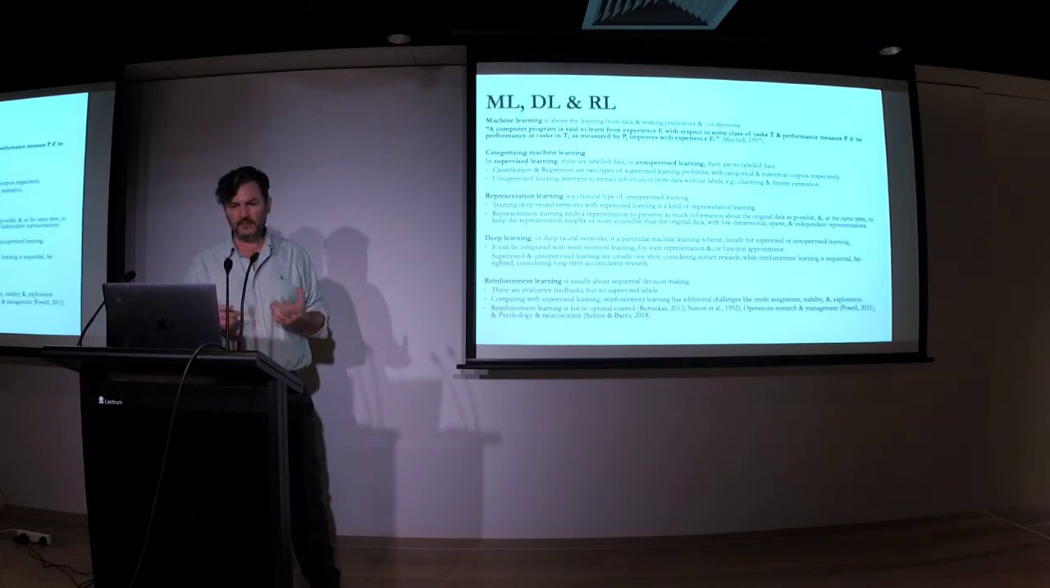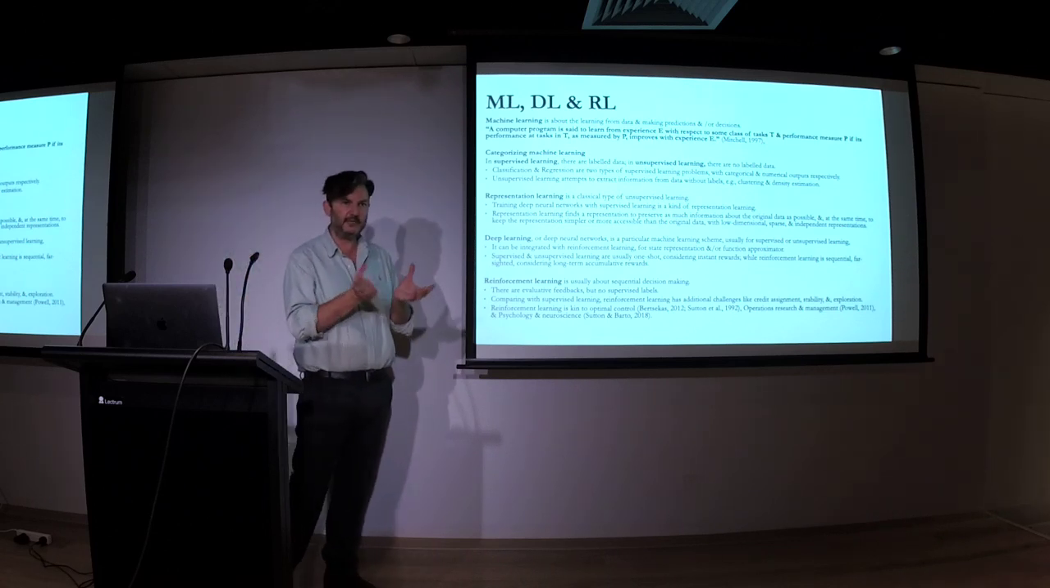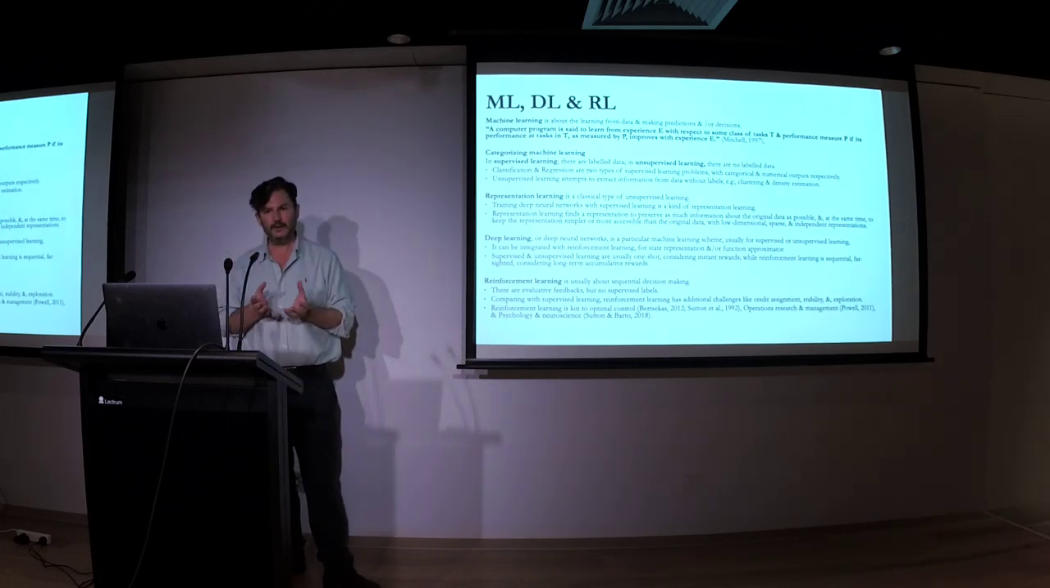So machine learning is about learning from data and making predictions and decisions. And this is probably the best quote: a computer program is said to learn from experience E with respect to some class of tasks T and performance measure P if its performance at tasks in T, as measured by P, improves with experience E. That's probably the best way to try and understand machine learning.